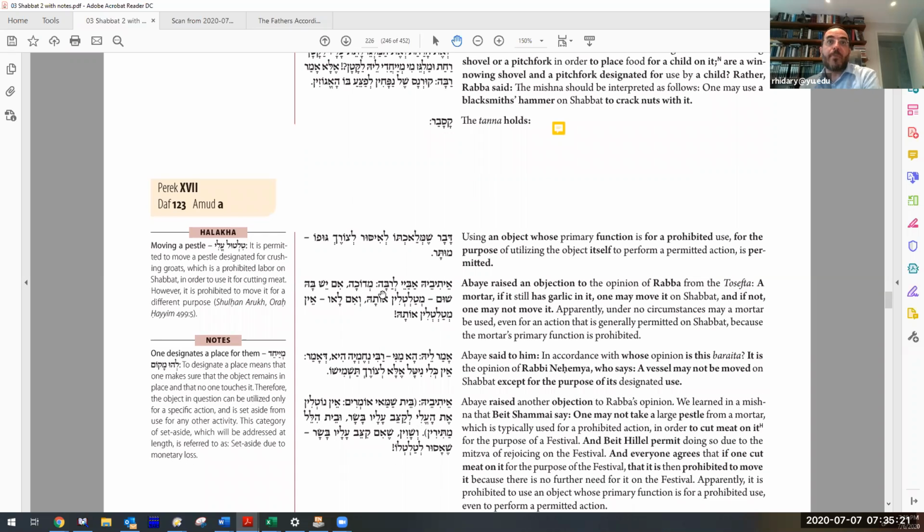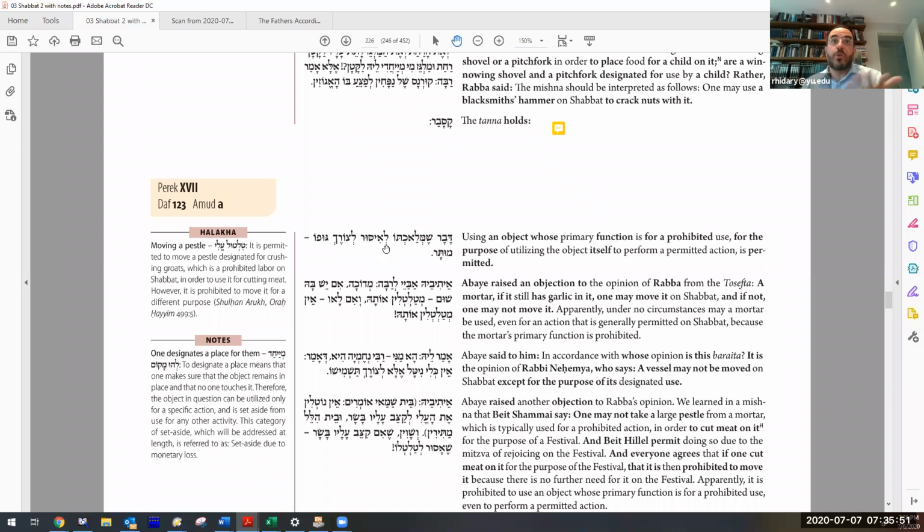I'm reviewing this because this case is going to come up again later in the stuff. If I have a mortar, mortar and pestle, right? The mortar is like a bowl. If it has some garlic in it, then you can move it. But if not, you cannot move it. And so this is a question. A mortar is something that's used generally le'isur, for grinding. But now I want to use it for something else. I want to put tahina in it. Can I do that? And so here it says you're not allowed.